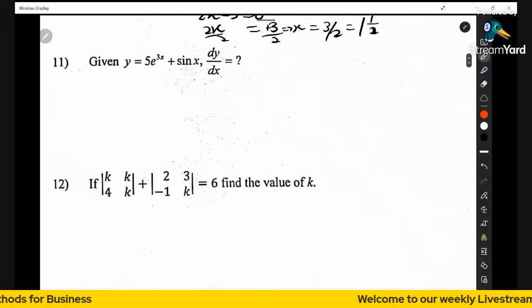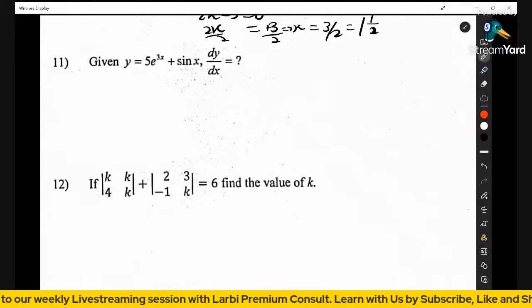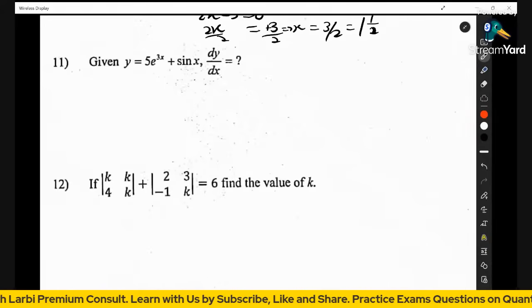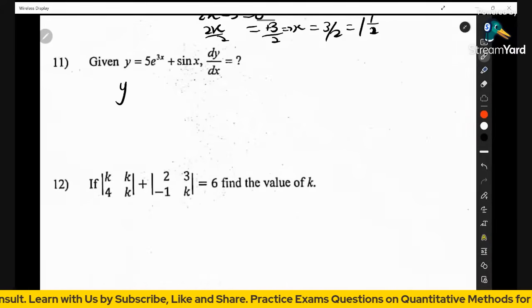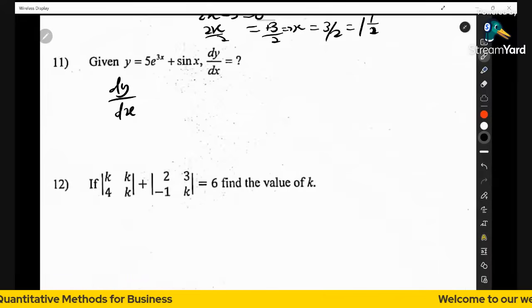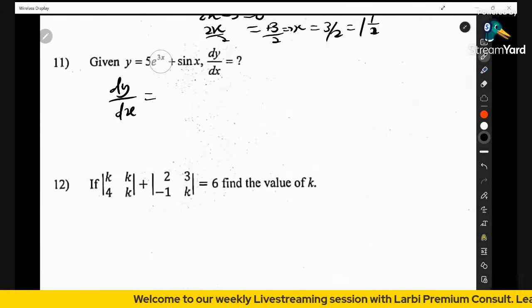Now, question number 11. Given that y is equal to 5 with exponential function 3x plus sine x, we are asked to differentiate this function. So how do you go about this? You also say that here too, your dy over dx should be equal to, so here you first have to differentiate the exponential function 3x.